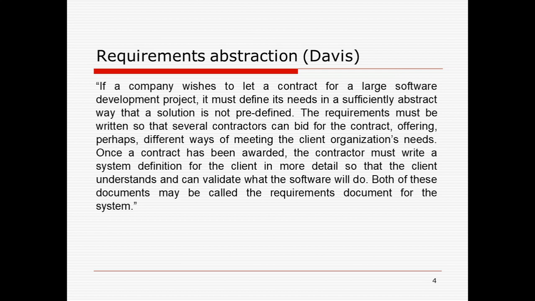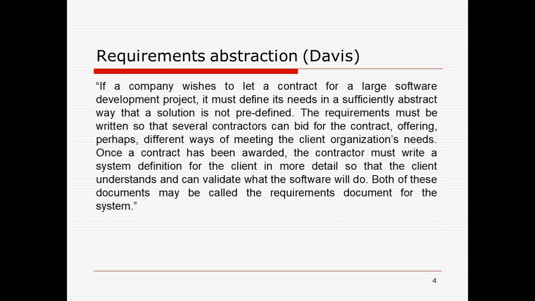So once the contract is awarded to a particular software development company, the contractor, the new company who has signed the deal with that client organization, must write these requirements in a very detailed way, so that it is understandable to the client organization and they can validate the requirements. So this is a detailed requirement document. The earlier one was the abstract requirement document, which was only to get the bidding for development.